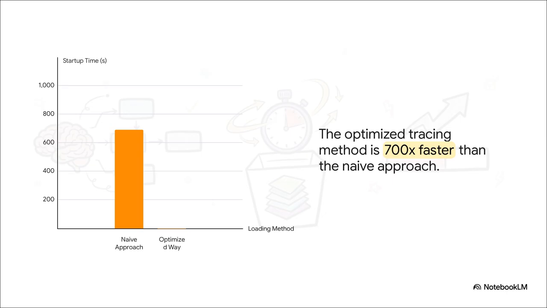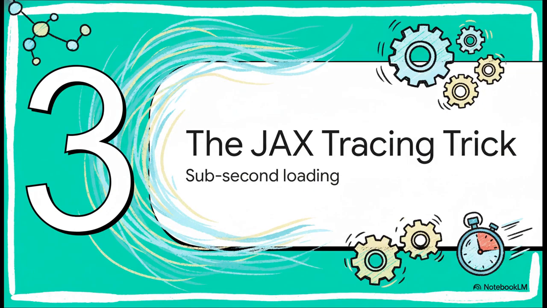That 700x improvement isn't just a number. It's the difference between a workflow that makes you want to pull your hair out and one that's smooth, fluid, and efficient. So how do we actually pull this off? It feels a bit like magic, but really it's just a super clever way of using JAX's core design. Let's break down the exact steps you need to take to get this sub-second loading time.